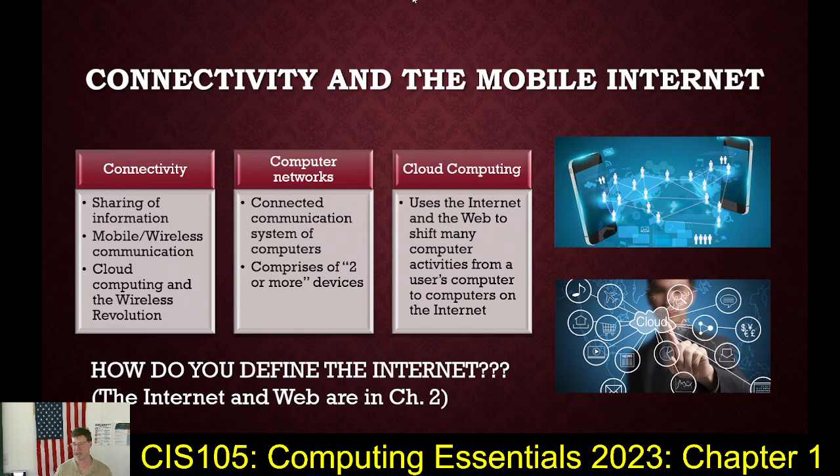Now, chapter 2. Now I'm going back to what we were talking about. This is the 6th part of the information system, and that is the internet. We're talking about connectivity. Connectivity is the sharing of information. That's what it is. I know that's one of your extra credit answers.